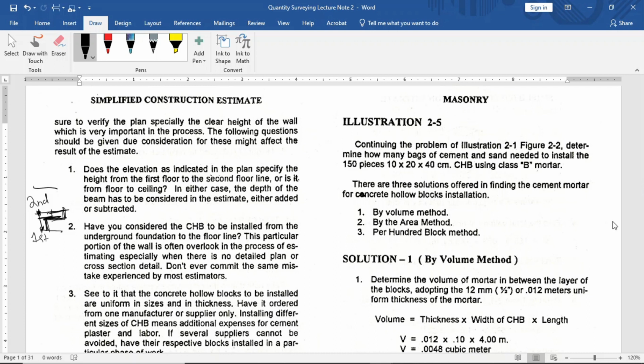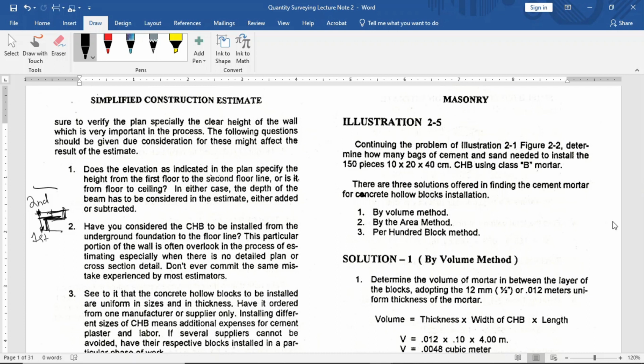This particular portion of the wall is often overlooked in the process of estimating, especially when there is no detailed plan or cross-section detail. Don't ever commit the same mistake experienced by most estimators. Yung katulad ng kanina, kadalasan hindi na sasama yung CHB underground. So, yung katulad ng kanina, may point 4 tayo na below the finished floor line. So, dapat sinasama natin yon kasi nga, malaking bagay rin yung mawawala pag hindi.